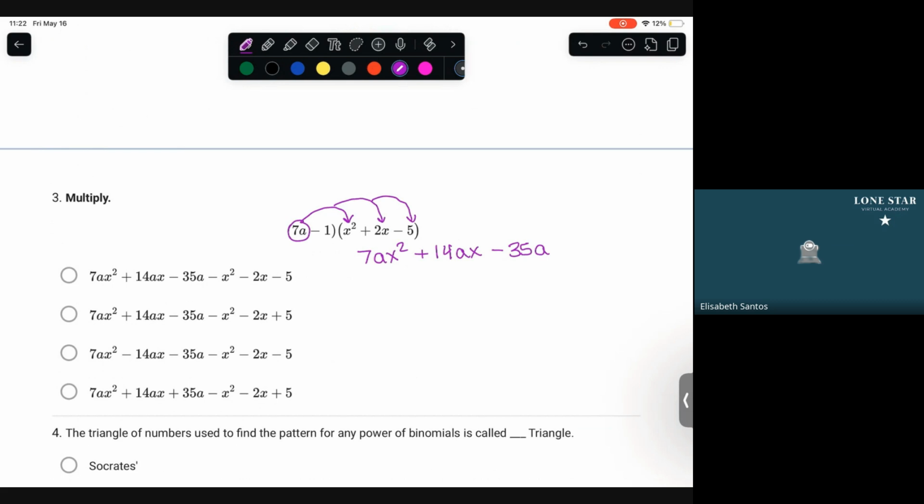Okay, and then we're going to distribute the minus 1 to the x squared, the 2x, and the minus 5, and we get minus x squared minus 2x plus 5. Okay, so after you double distribute, then you combine like terms, but it looks like there's no like terms here. So our answer is, let me see, this one.